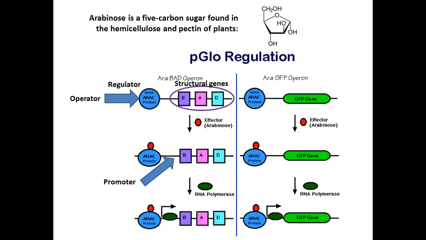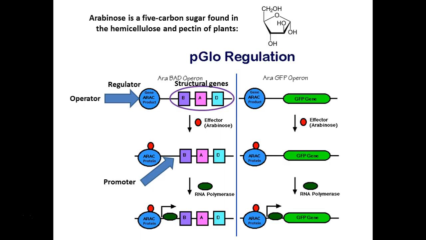So when are they going to make green fluorescent protein? Only when what is present? Arabinose. Yep. Only when the sugar is present and it binds to the regulator is the promoter going to be available. RNA polymerase is going to bind, right? But instead of the normal operon where it's enzymes to digest the sugar, we stuck green fluorescent, or they stuck green fluorescent protein there instead.